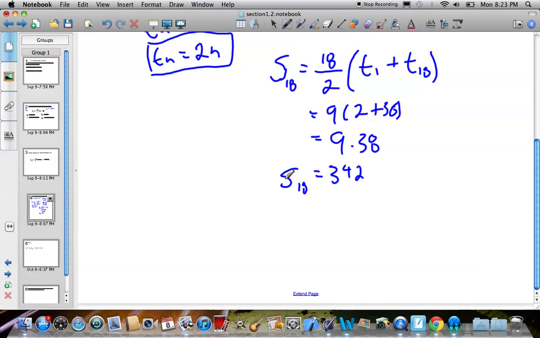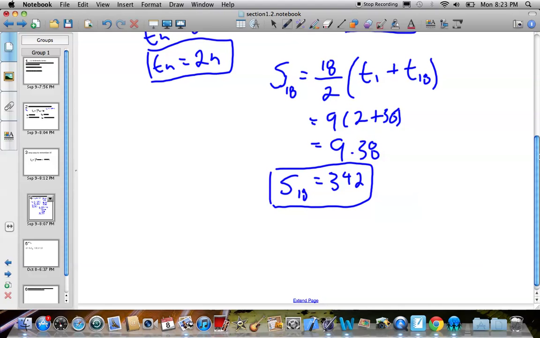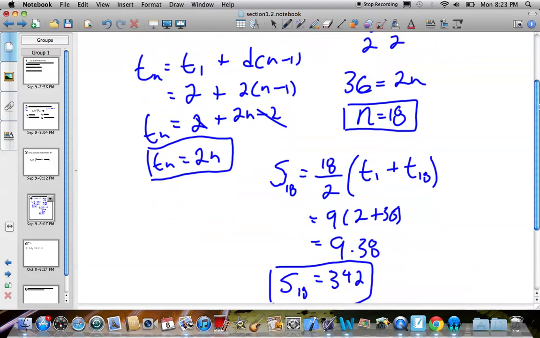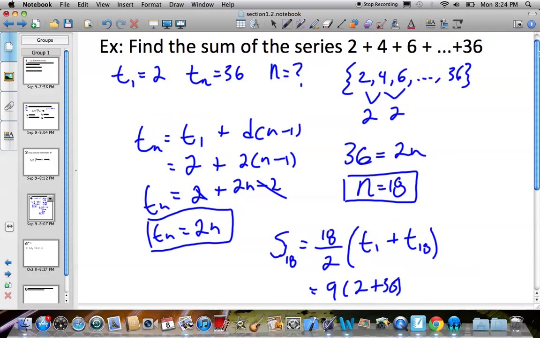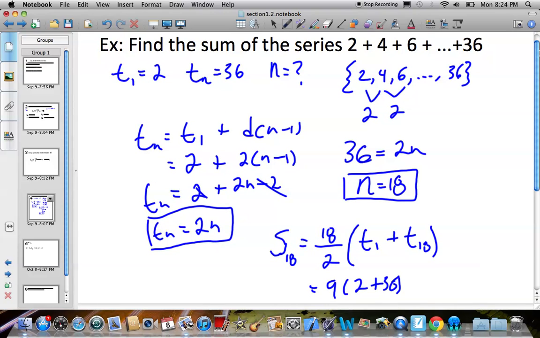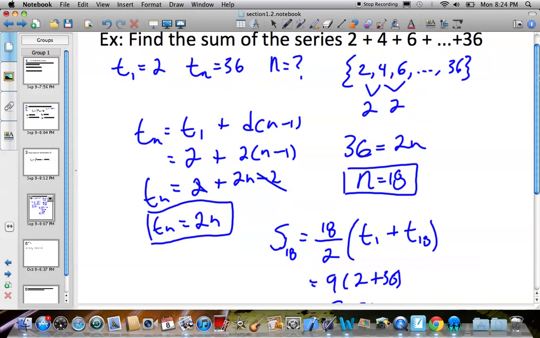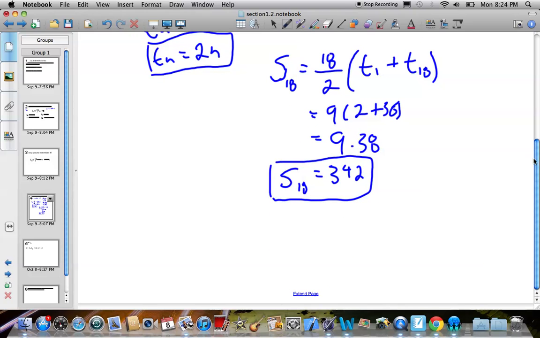So the sum of the first 18 terms of this particular sequence, given by t of n is equal to 2n, is 342. So that's what that series adds to. You'd find the same thing if you literally punched into your calculator 2 plus 4 plus 6 plus 8 plus 10 until you got to 36. You'd find that same number. So that's what this formula gives you. That's the usefulness of it.